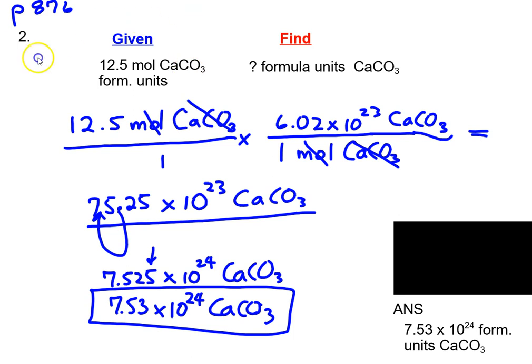Okay, 12.5. 1, 2, 3 non-zero numbers. Okay, it's okay. Same thing happens to me. Okay, here we have 1, 2, 3. This 0 is captured between 2 non-zero numbers, so it counts. Okay, it's the trailing zeros that sometimes count, and the leading zeros that never count. Okay, so there we are for that guy.